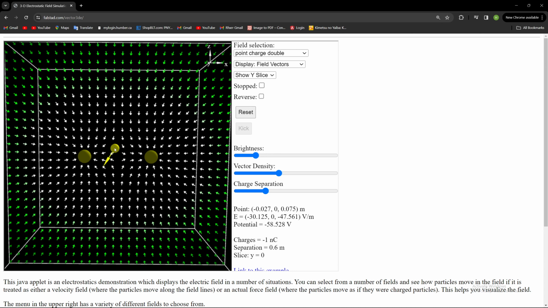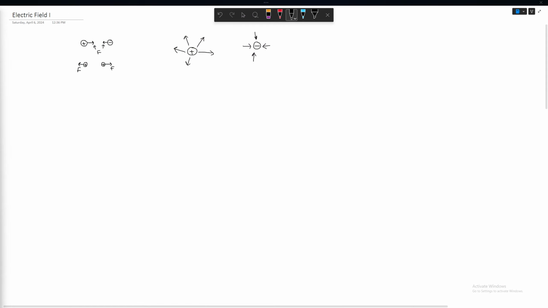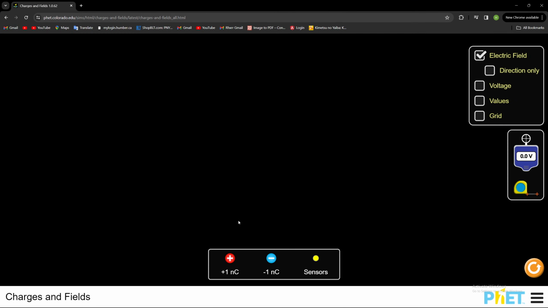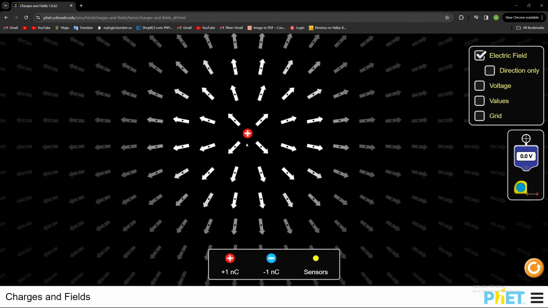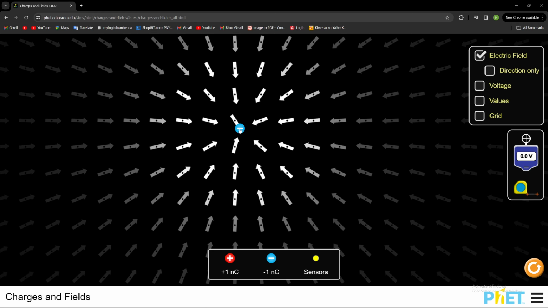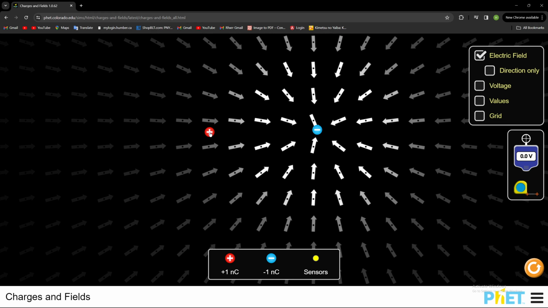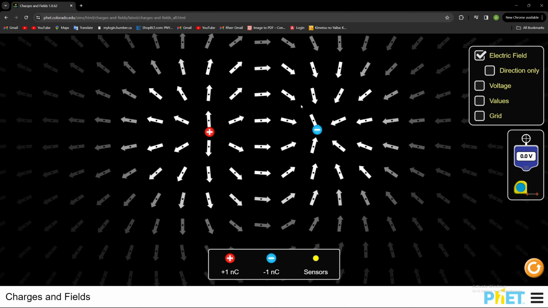Okay, so I hope that kind of explains what an electric field is. There's a second simulation that actually explains it a lot better. And you see now when I put one charge, it's just all the way away from it. And when I put this charge, you see it's all towards it. Now if I put a positive and a negative, you see they connect.